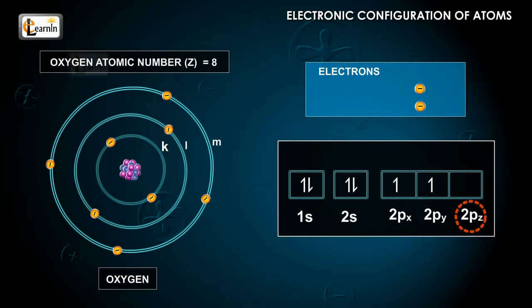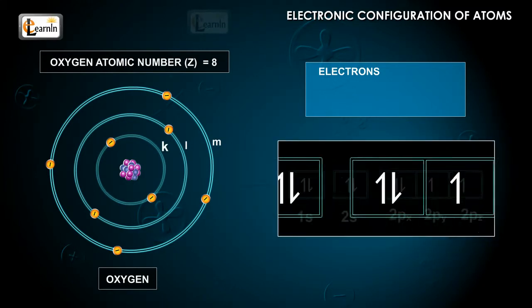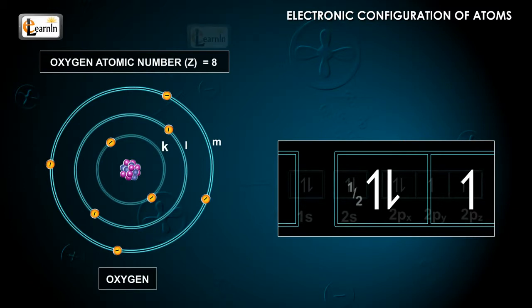Since 2pz is a degenerate orbital, the seventh electron goes into 2pz instead of pairing up with the electron in 2px or 2py. Now, since all three suborbitals have one electron each, the eighth electron can pair with any of the three electrons in 2px, 2py, and 2pz. So, the electronic configuration of oxygen can be written as 1s2, 2s2, 2px2, 2py1, 2pz1. The arrows indicate the electrons with a spin plus 1/2 and minus 1/2.